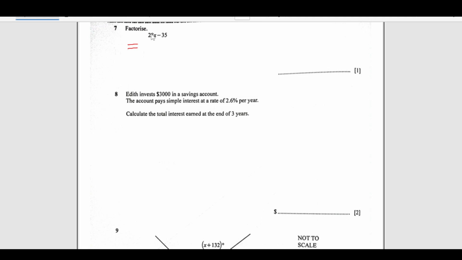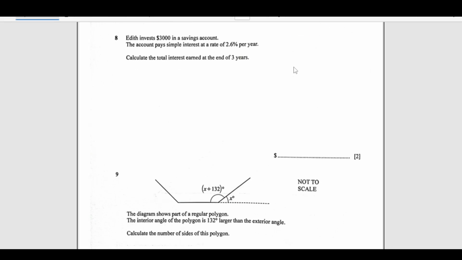Now number 7, we have factorize. So as you can see, 28 and 35 both are multiples of 7. So 7 is common. So inside we will have 4x minus 5. So this is 7 times (4x minus 5), right?